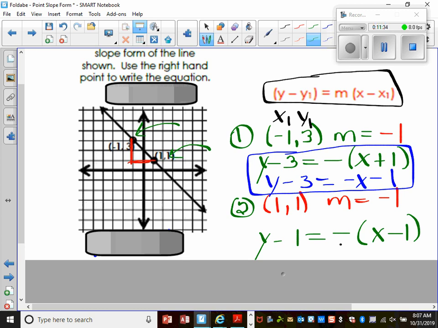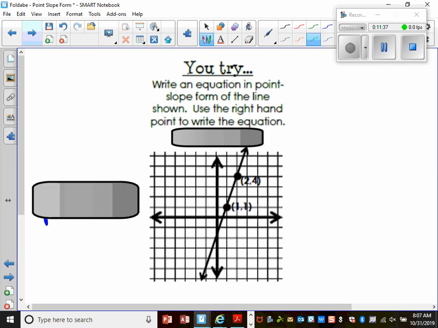Okay, now you try the next one. Okay, you're going to try this one and you're going to do the exact same thing. Find your slope. You need to know what your slope is. And then you're going to have the point 2, 4. And then you'll do the same slope, but with the point 1, 1. Okay, and tell me what the equation is. Okay, I'll give you a second to do that.